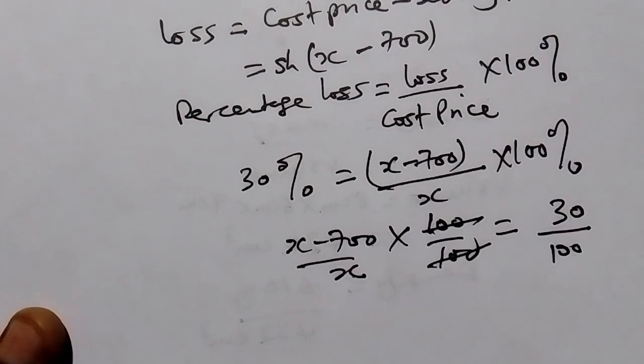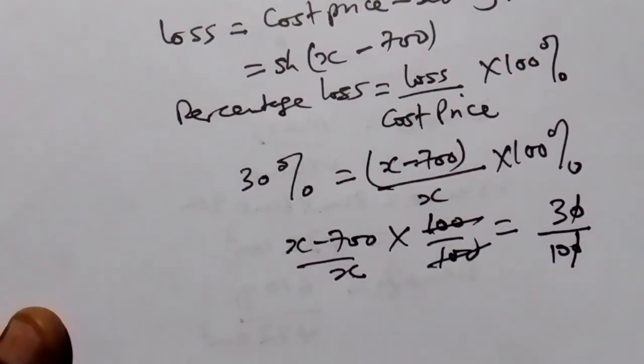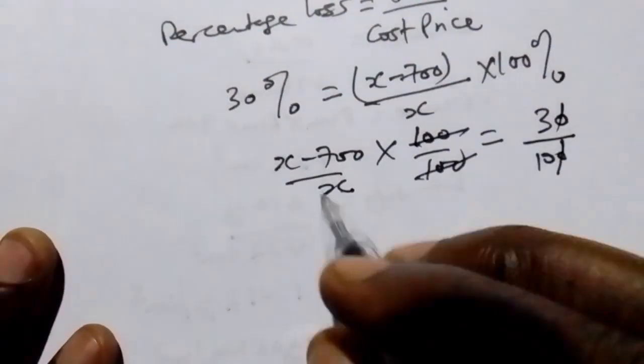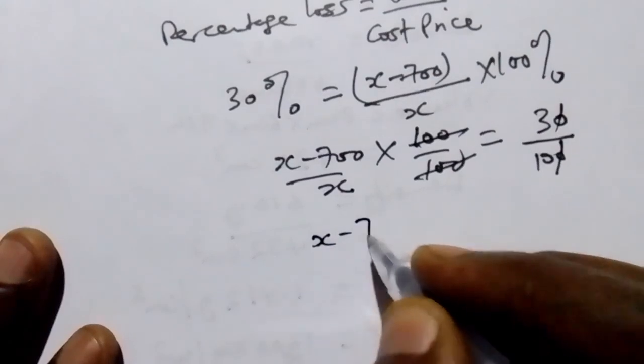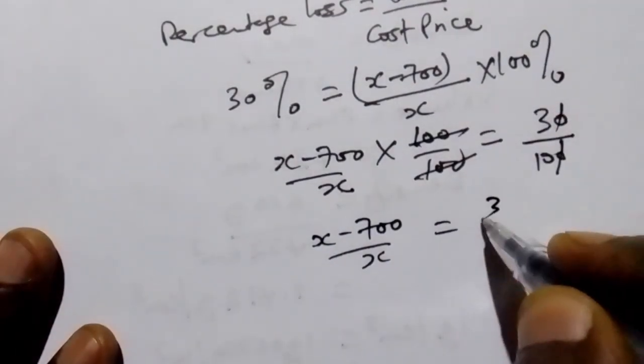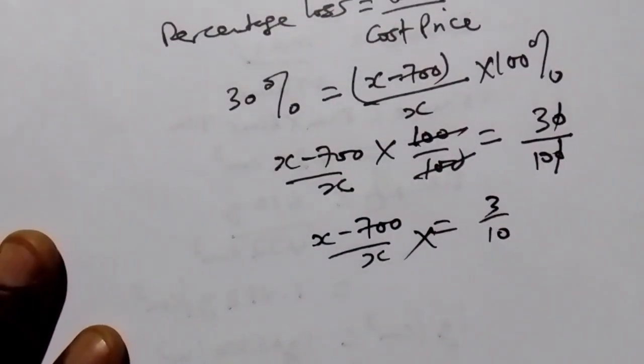100 cancels 100. 30 over 100 is 3 over 10. X minus 700 over X is equal to 3 over 10. We can cross multiply. We want to find X, which is the cost price.